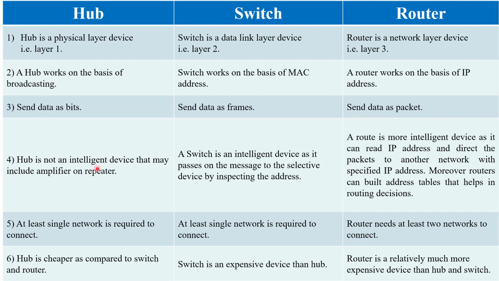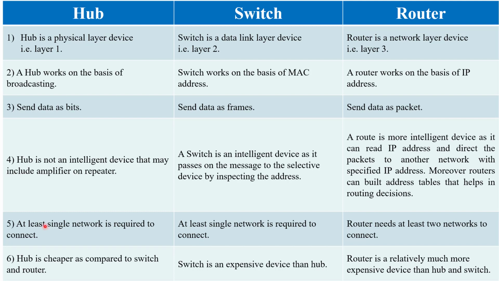Hub is not an intelligent device. It broadcasts the data to every device connected in a network. Switch is more intelligent than hub. It passes on the message to the selective device by inspecting the destination address. Router is more intelligent than hub and switch. Router reads the IP address from the data packet and directs the packet to another network with a specific IP address. Moreover, router can build an address table or routing table that helps in the routing decision.